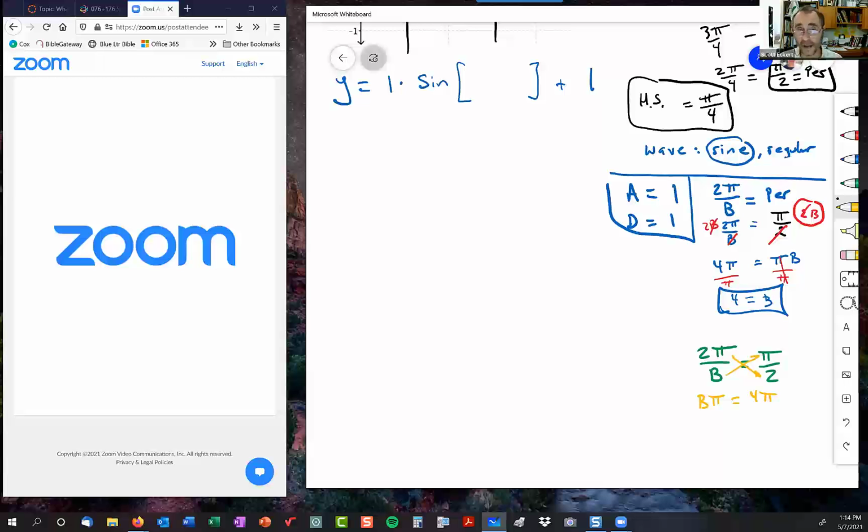So it is a little faster when you have proportions, but I didn't know if people knew about that, so I didn't want to throw people off on that. But I divide by pi, and we get b equals 4 again. So either way, b equals 4.